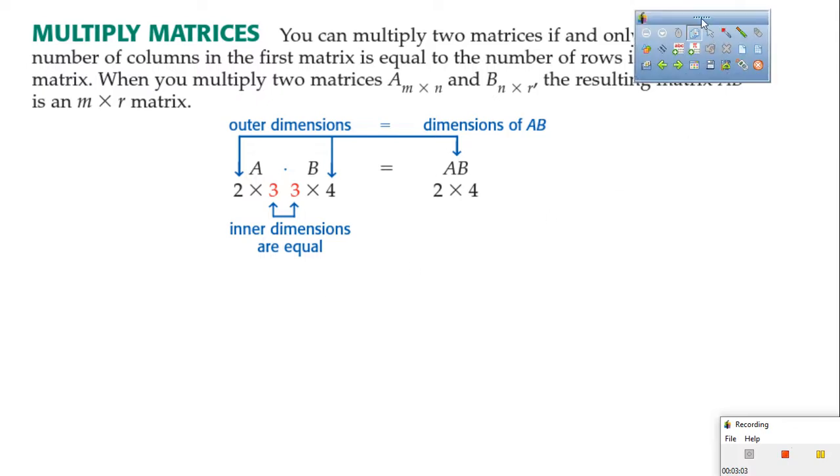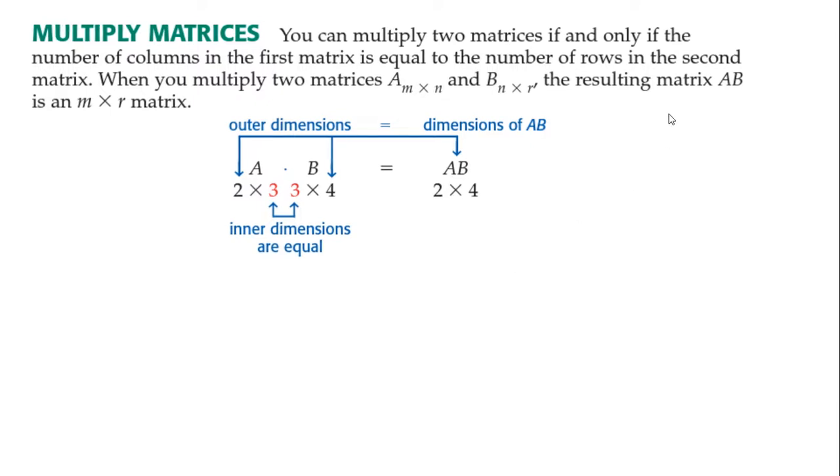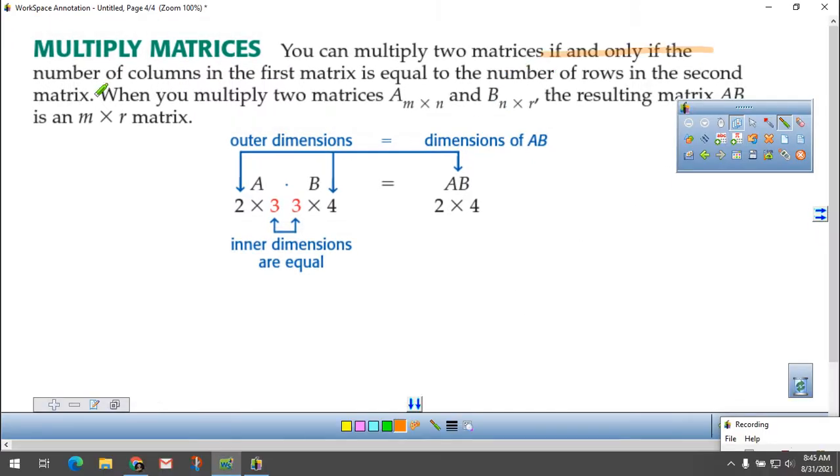But how do you multiply two matrices? Well, you can multiply two matrices if and only if the number of columns in the first matrix is equal to the number of rows in the second matrix. When you multiply two matrices, A, that has dimensions m by n, and matrix B, that has dimensions n by r, the resulting matrix AB is an m by r matrix.